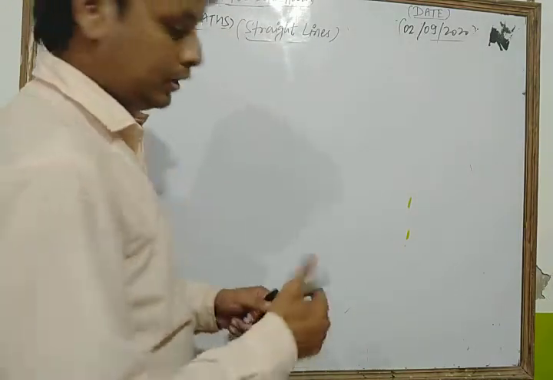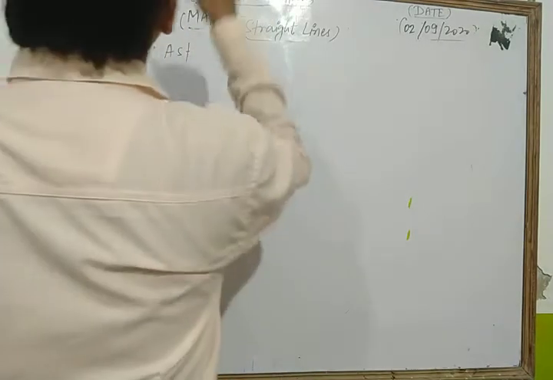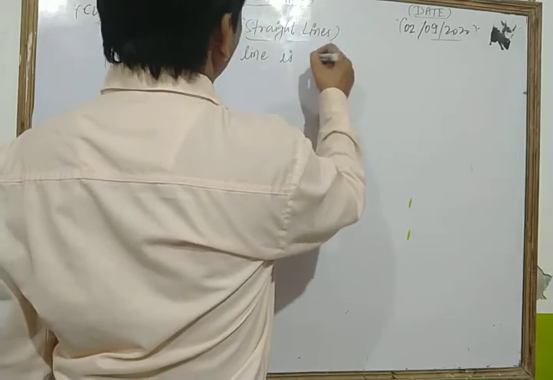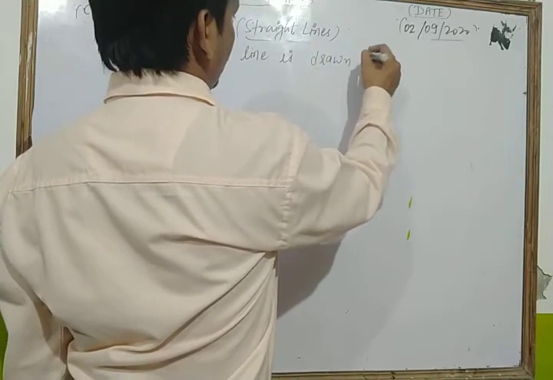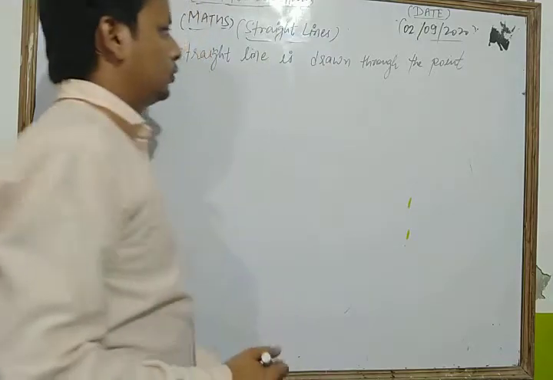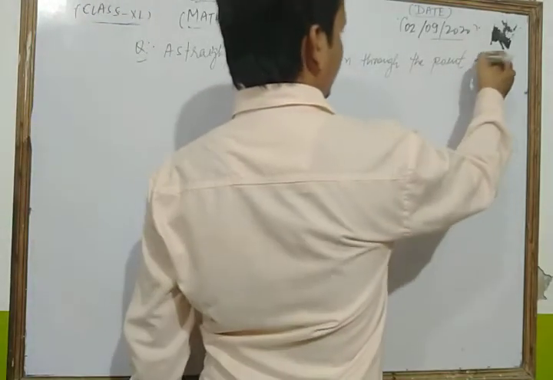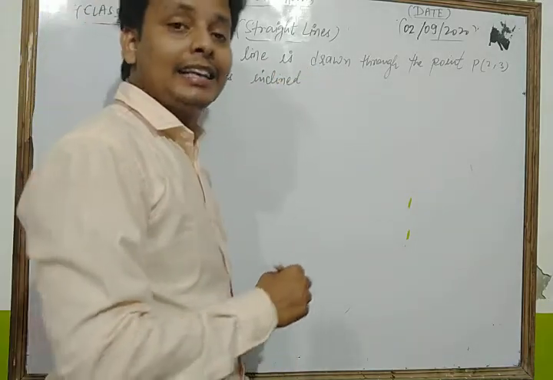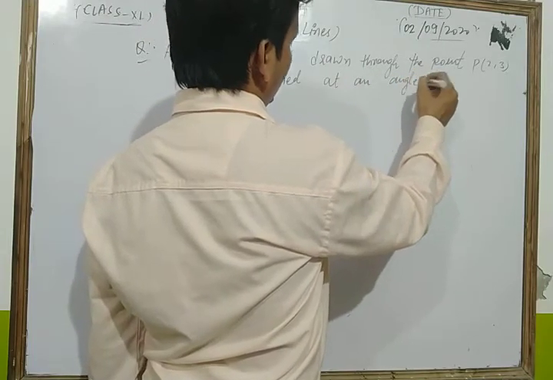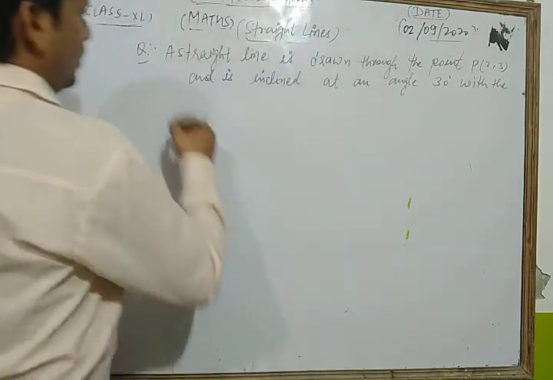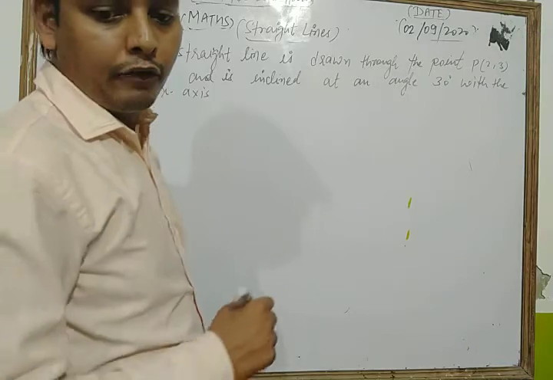Your question is, this is a very important question. Let's see. A straight line is drawn through the point P(2, 3), and is inclined at an angle of 30 degrees with the x-axis.